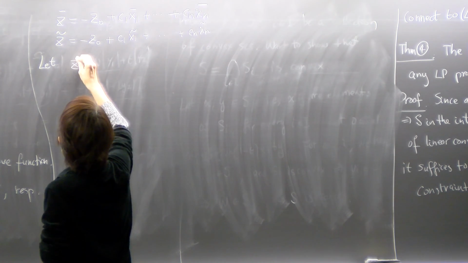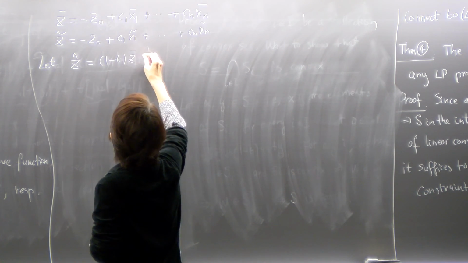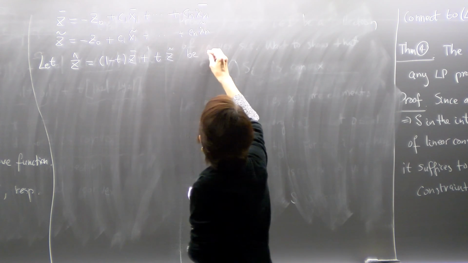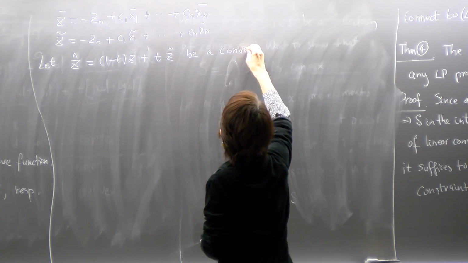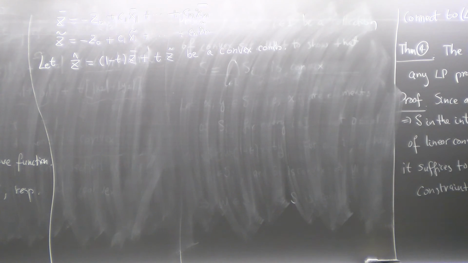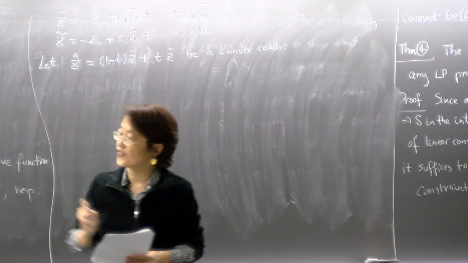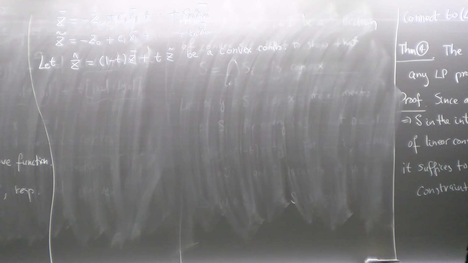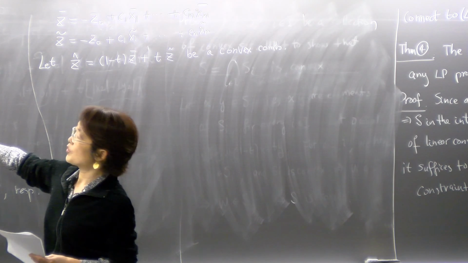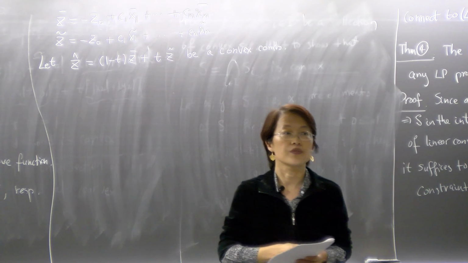Let's call the combination z hat, (1 minus t) z bar plus t z tilde. That's a convex combination of the z bar and z tilde. I need to show that z hat is in the set of the feasible values, meaning I need to show that there exists a point in the feasible region such that z hat exactly takes this value. Is that right?